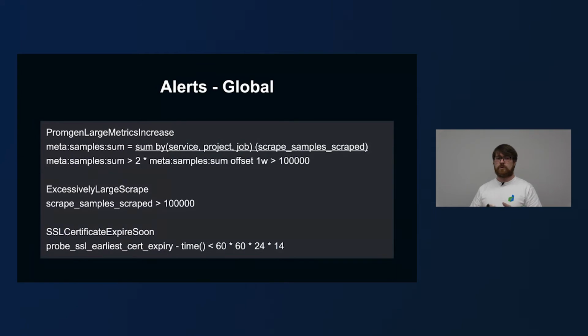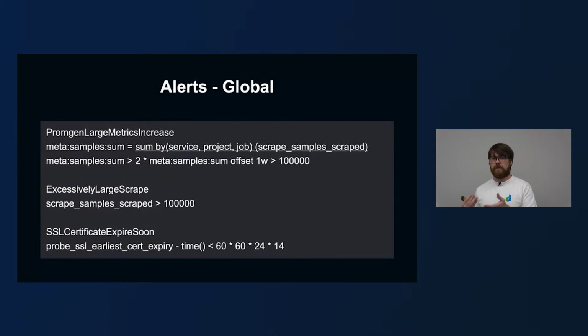And another thing, since we're sort of running this at a global level for all teams, there's also kind of global metrics that we sort of want to help see. So for example, a lot of times we want to know sort of how many samples are being scraped, and we want to sum it by service, project, and job to get sort of an overall view into how things are running. So at the start, we write a recording rule so that we can get our meta samples sum measure.